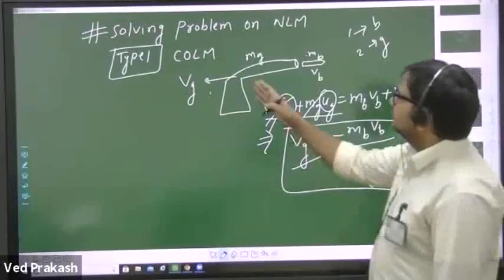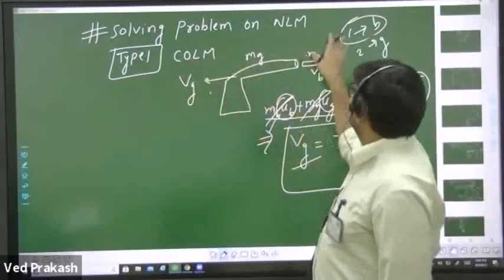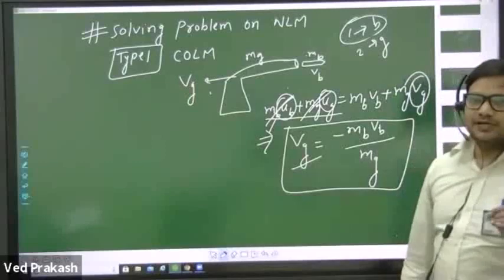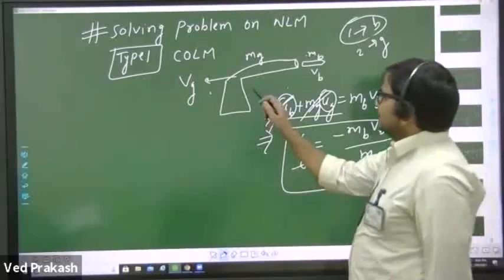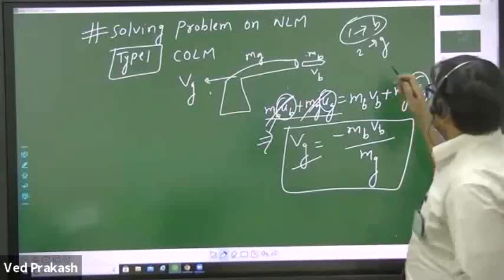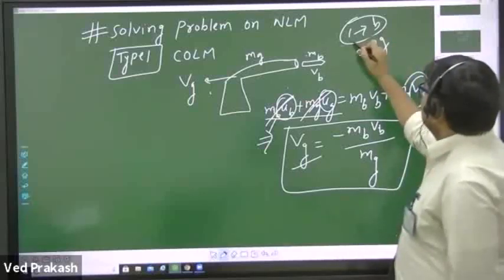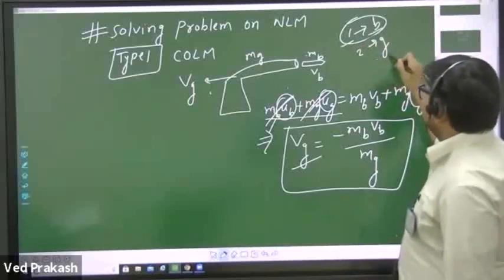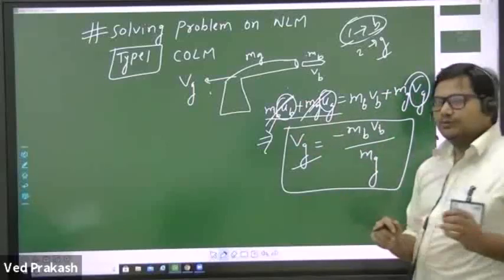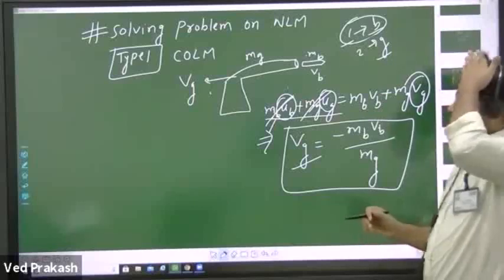The first type is problems based on conservation of linear momentum. Here I have taken an example of a bullet-gun system, where I will use 1 for the bullet and 2 for the gun. We already learned this formula: m1u1 + m2u2 = m1v1 + m2v2.